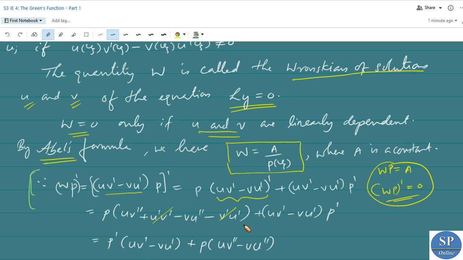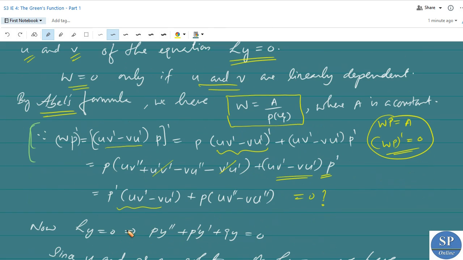So this can be written as p' into (u v' minus v u'), that is this, plus p into (u v'' minus v u''). So now we need to show that this is equal to 0. Okay, we need to show this. So for that we can use this.